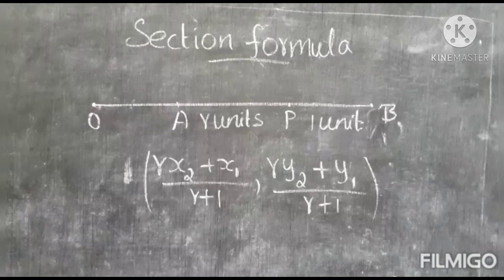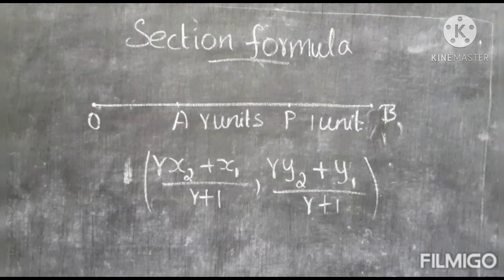Next we are going to study the section formula. We studied bisection and trisection of a given line segment. These are only particular cases of the general problem of dividing a line segment joining 2 points (x1, y1) and (x2, y2) in the ratio m is to n.